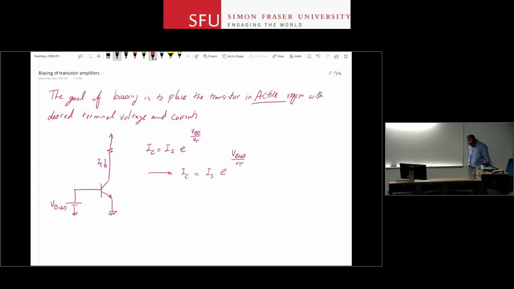Think about it for a second and tell me why this is a really, really bad idea to bias your transistor. And I'll tell you in a second. If you bias your transistor like this, you're almost always going to lose it. You're going to destroy it.